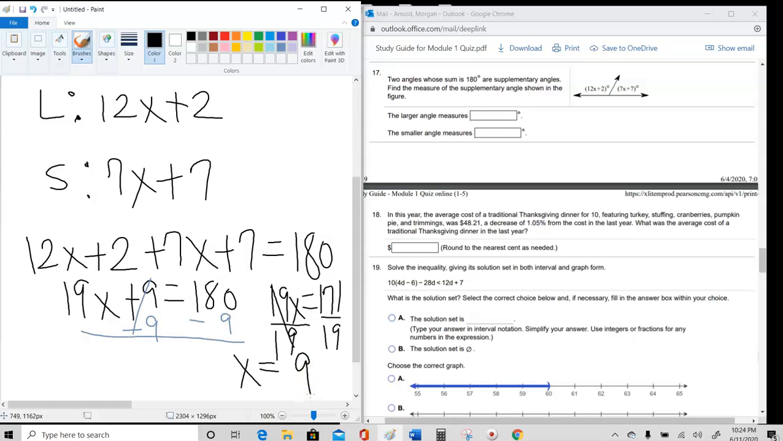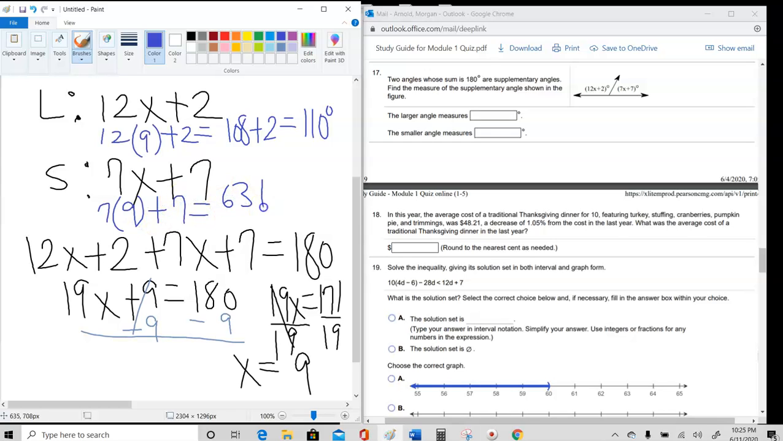Now be careful, do not put 9 as your answer. We need to find each angle. So the larger angle, in place of x, plug in 9. So that is 108 plus 2. So the larger angle is 110 degrees. To find the smaller angle, you do the same thing. Replace x with 9. So 63 plus 7 is 70 degrees.